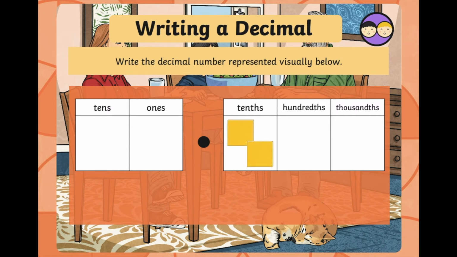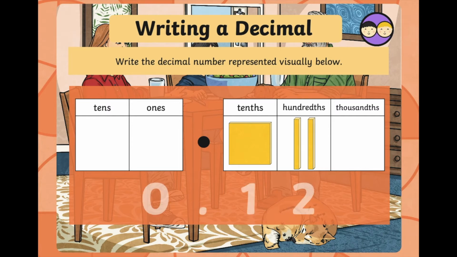Have a go at this next one. So hopefully you got that one as 0.2 because we've got 2 tenths in that number. Next one. And that one is 0.12. We've got 1 tenth and 2 hundredths.